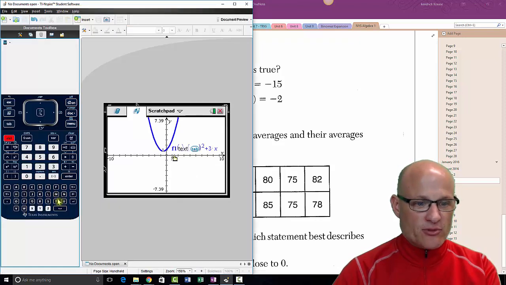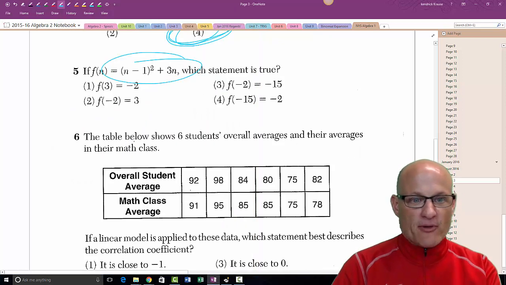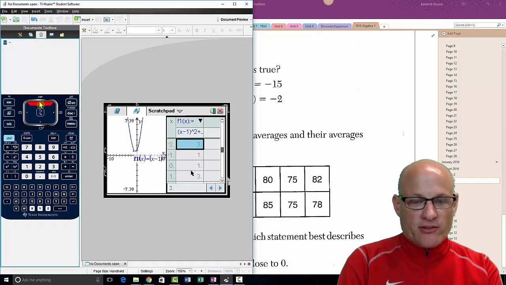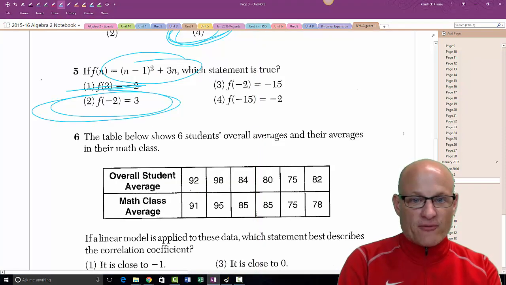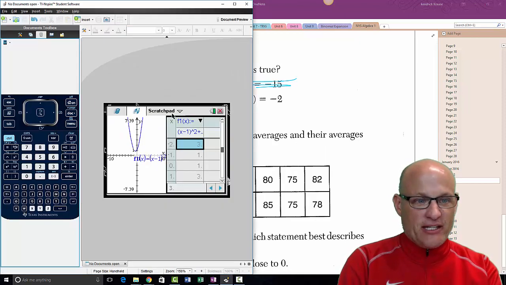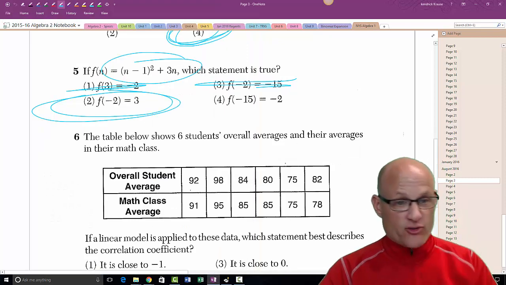So the question says, is f of 3 -2? So we'll go to the table, which it's not going to be. We'll go to the table and say, okay, is f of 3 -3? Nope. Remember, this is multiple choice. I don't have to show work. F of -2. Is it 3? Oh, that one appears to be working. Let's try f of 2 is not -15. How about f of -15? Is that -2? Oops. Yeah, it's 211. So the answer is choice 2.